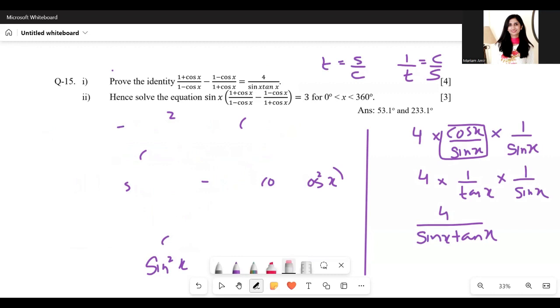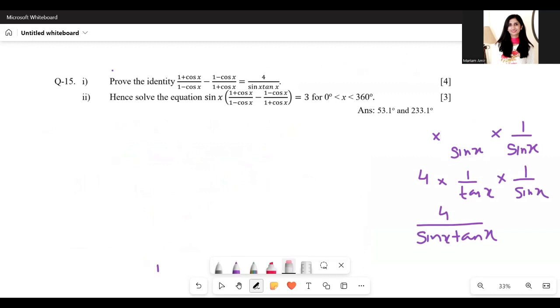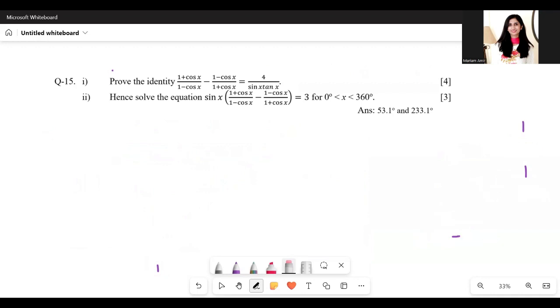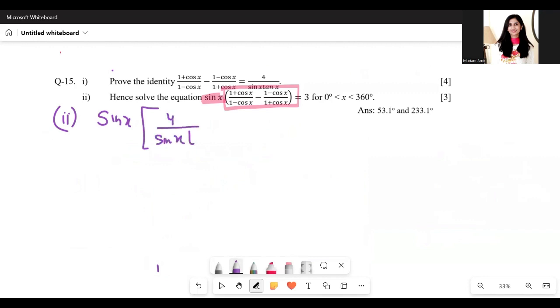Now we do part 2, which says, hence solve this equation. Remember, there's also a sine x being multiplied with the identity that we just proved. So we're going to write a sine x as well. And the identity became 4 upon sine x tan x equals 3. Can cancel this. We get 4 upon 3 equals tan x.